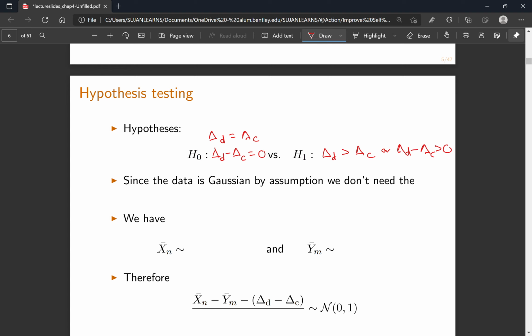For this, since our data is Gaussian, we don't need to use the CLT. Even so, we'll use some parts of CLT so that it is easier for us to compute the distribution of the sample average of X and Y. How do you do that? Let me show you.